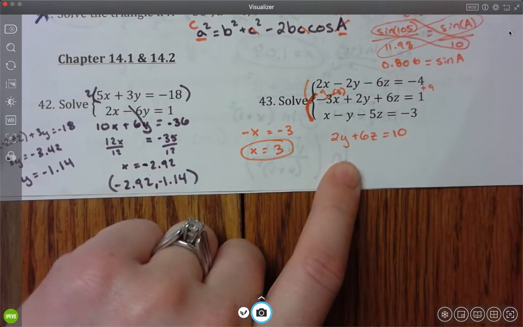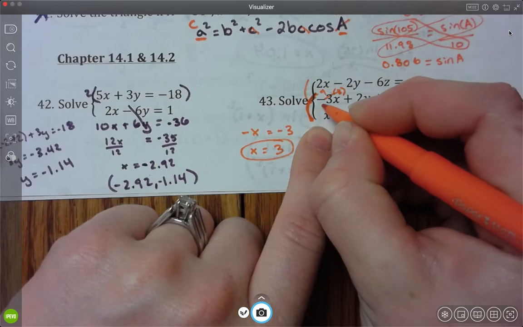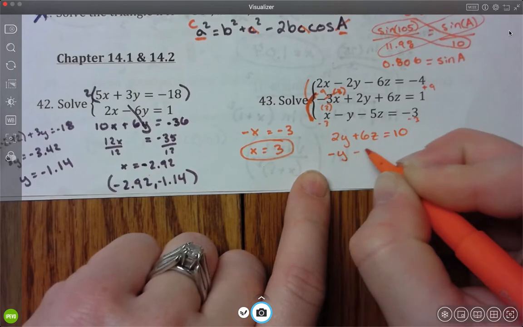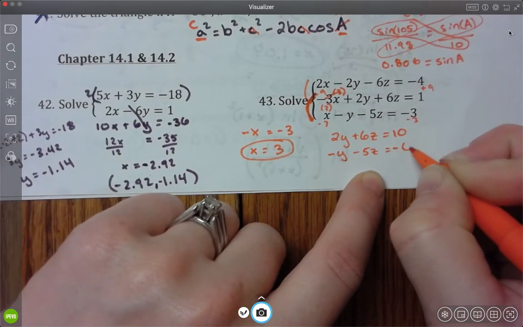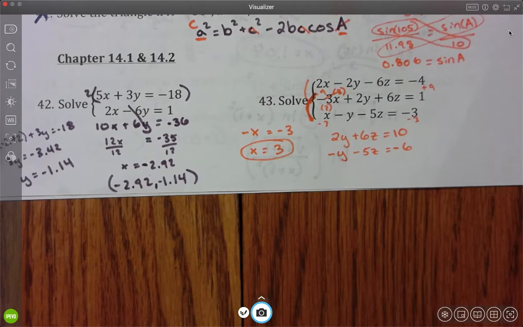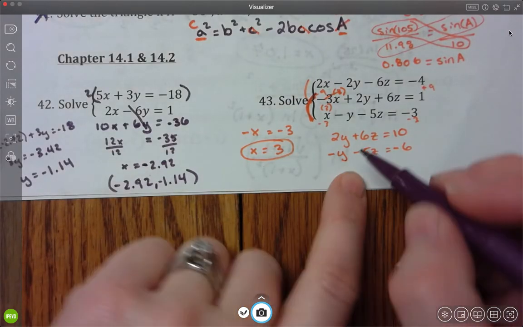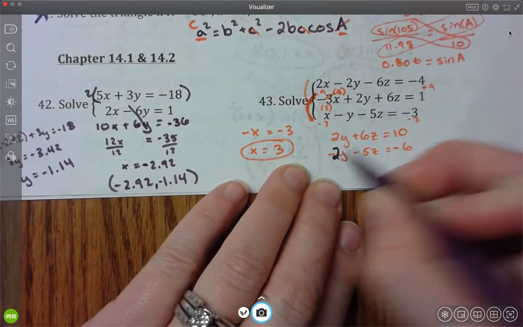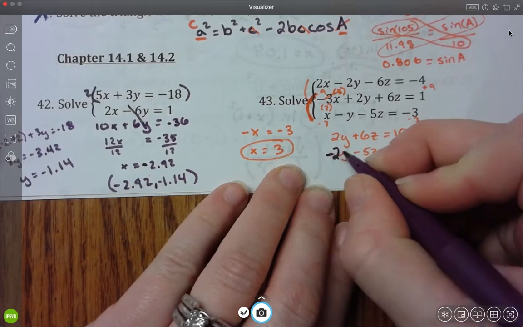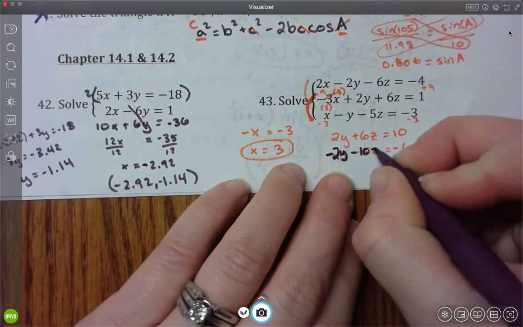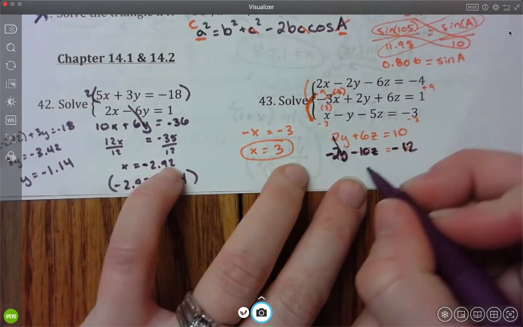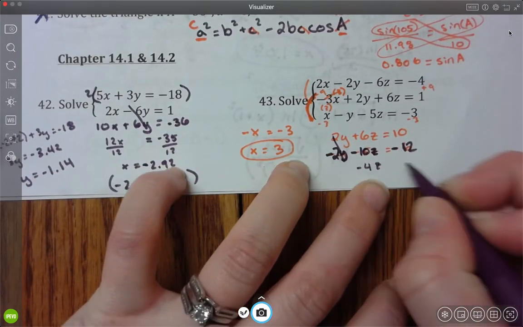Okay, and I'm going to do the same thing here. So if I plug 3 in for this x, and then I subtract that 3 to this side, I will have negative y minus 5z equals, I think, negative 6, something like that. Okay. All right, now I can just do my elimination now with just those two equations. So I'm going to multiply this guy by 2. So this will be negative 2y minus 10z equals negative 12 if I multiply him through by 2. Okay. So then my y's will cancel. I'll have negative 4z equals negative 2.